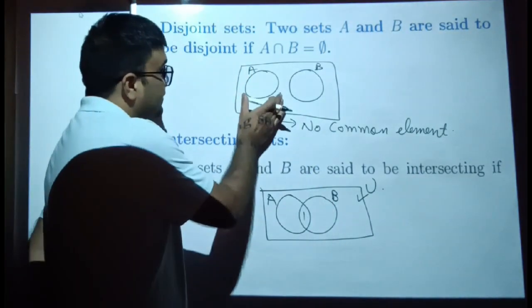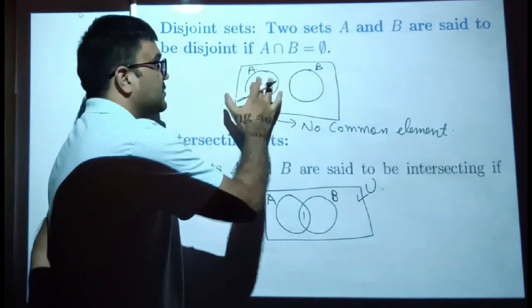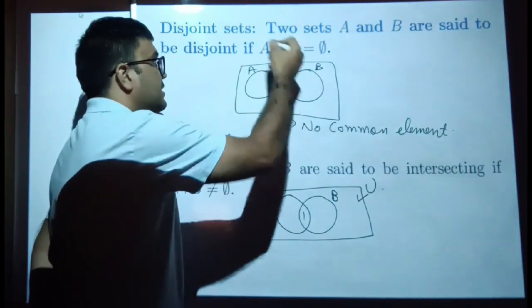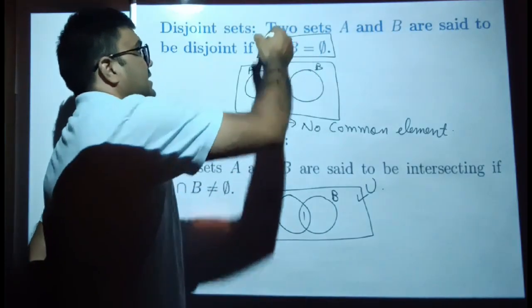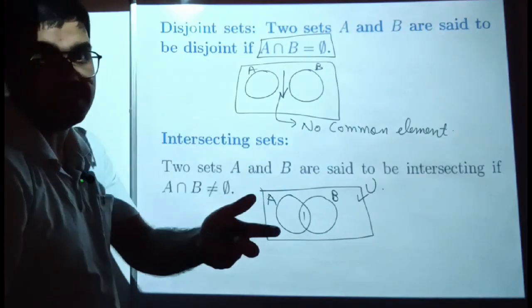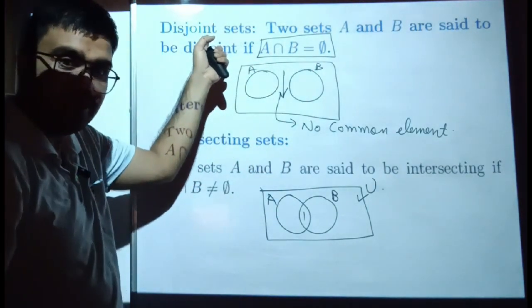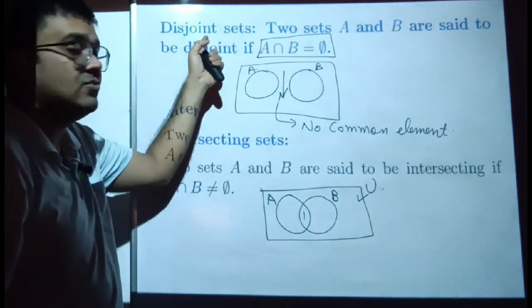In this case, if we calculate the intersection of these two sets, there is nothing common over here. So we are saying the set A intersection B, the set of common elements, is empty. So A intersection B is the empty set. This is equivalent to the condition we are saying, disjoint sets.